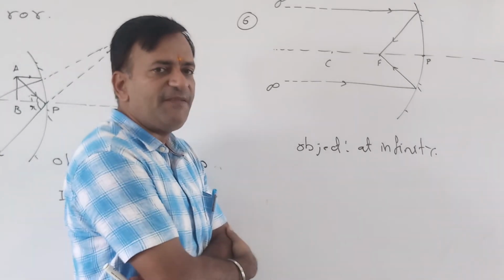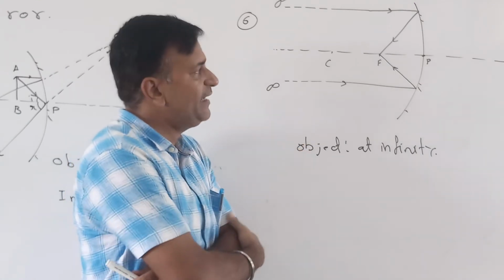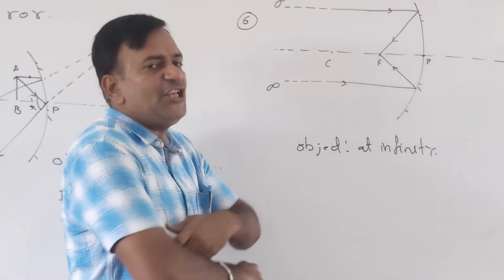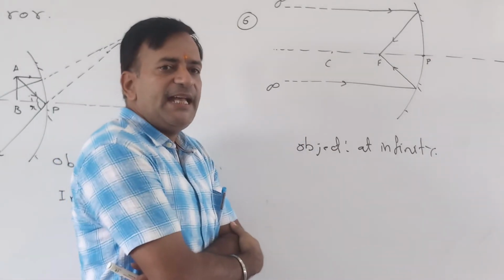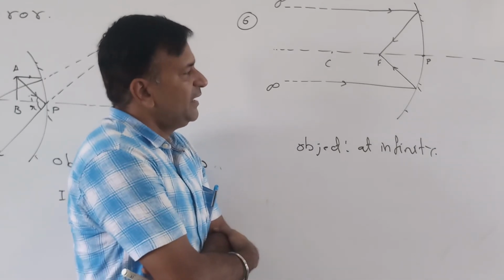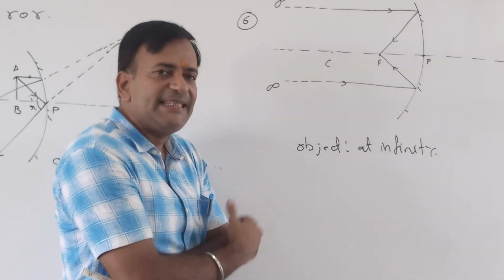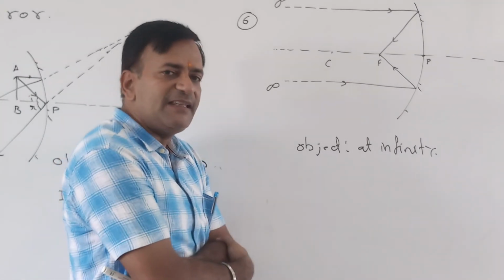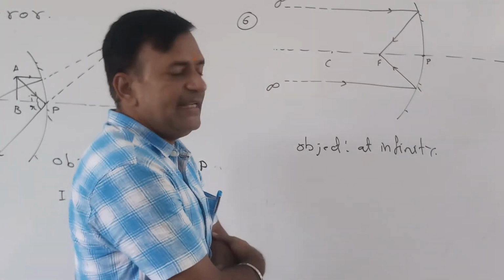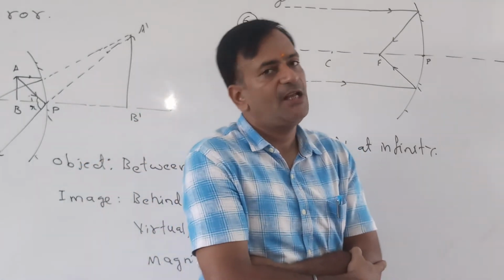So what's the nature of image? Is the image real or virtual? You decide whether the image is magnified or diminished. You decide. Is the image in front of the mirror or the back of the mirror? You decide. And this description of the image you will have to write on your own. That's it for ray diagrams of concave mirror.